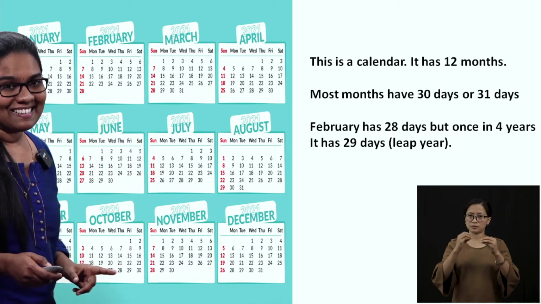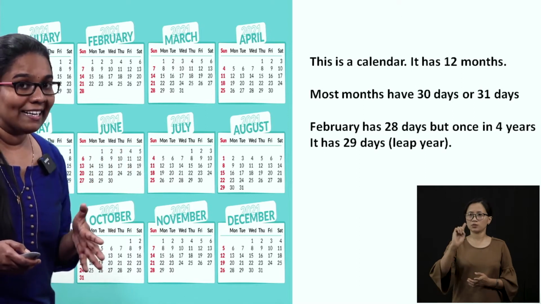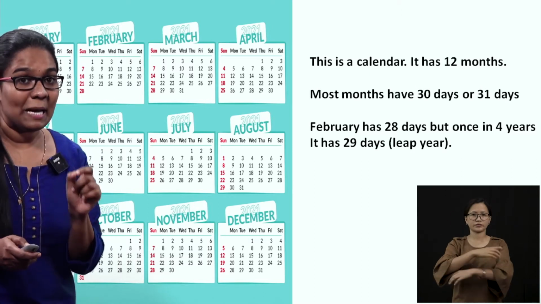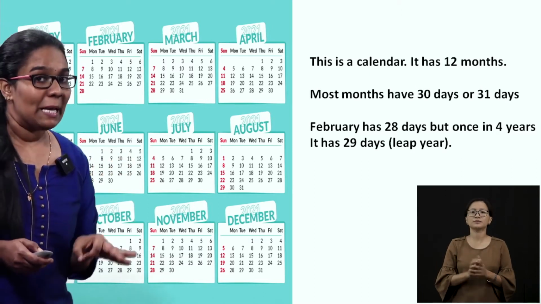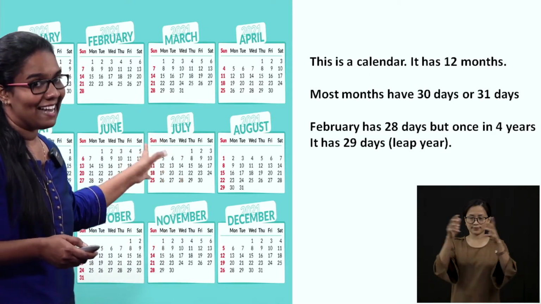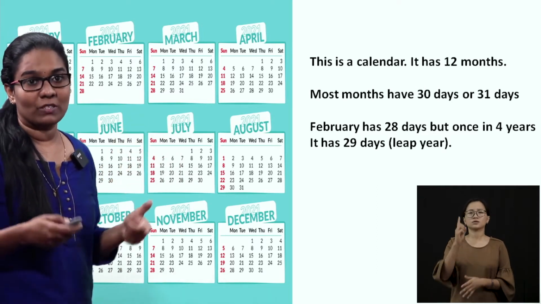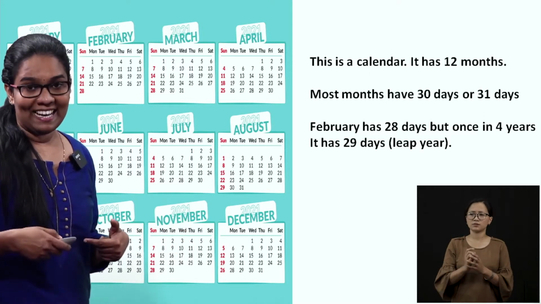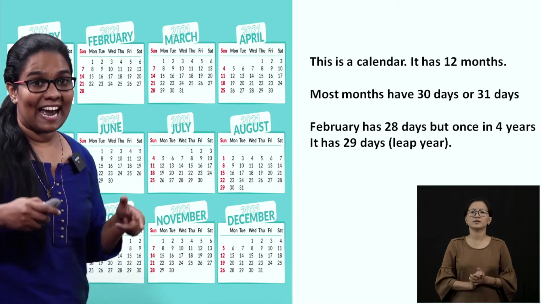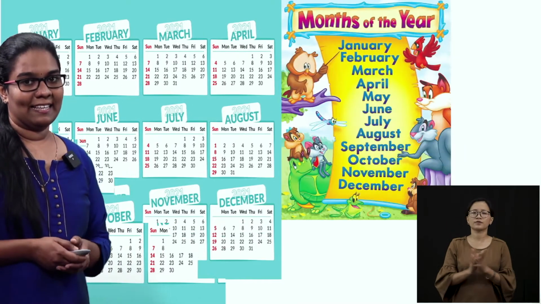February has 28 days, but once in 4 years it has 29 days. That is called leap year. Then this is a calendar. It has how many months? 12 months. Most months have 30 days or 31 days, but February has only 28 days, but once in 4 years it has 29 days. That is called leap year.